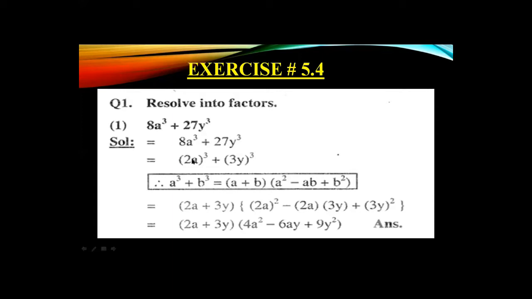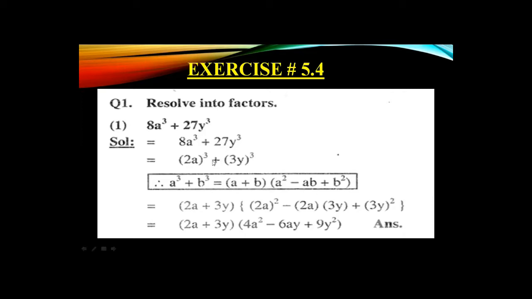The cube root of 8a cube is 2a, plus, instead of 27y cube, what is the cube root of 27y cube? Which number will we multiply 3 times to get 27? That is the cube root. It is 3, when we multiply 3 times. 3 3s are 9, 9 3s are 27. So we take the cube outside, and it becomes a cube plus b cube.